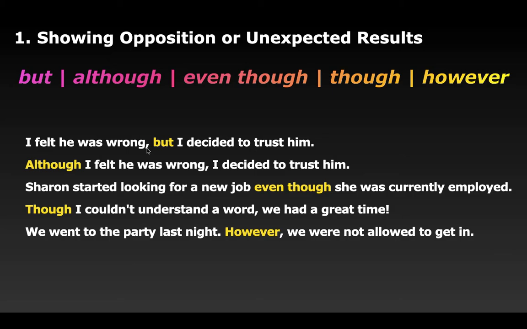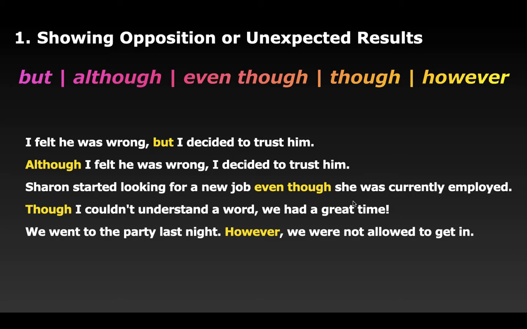What about although, even though, and though? They are the same when it comes to usage and when it comes to punctuation. We don't use a comma before it if it is in the middle part of the sentence. But if it is in the first part of the sentence, just like, although I felt he was wrong, comma, I decided to trust him. Though I couldn't understand a word, comma, we had a great time. Okay? So that's how you use it. If it's in the first part of the sentence, use a comma.